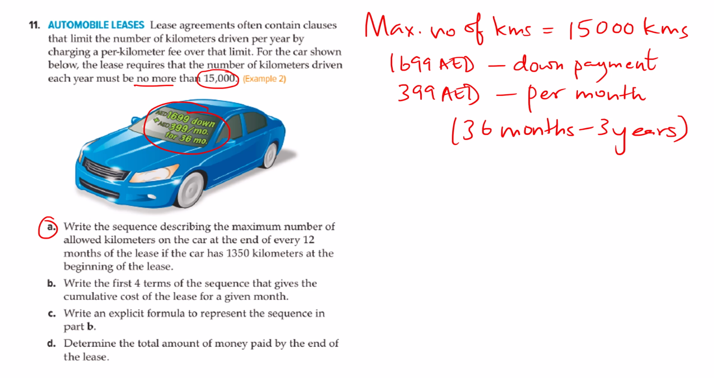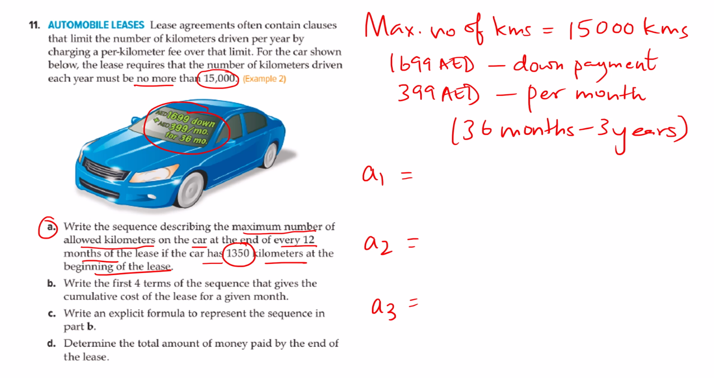Okay. Now let's see what part A is asking. It is asking you to write the sequence describing the maximum number of allowed kilometers on the car at the end of every 12 months of the lease if the car has 1350 kilometers at the beginning. So let's write A1, A2, A3. I'm writing 3 values because it is for 3 years. So end of first year, end of second year, end of third year.